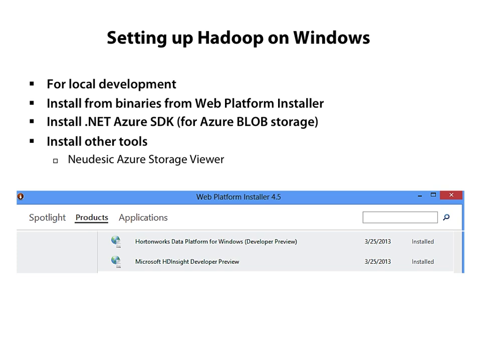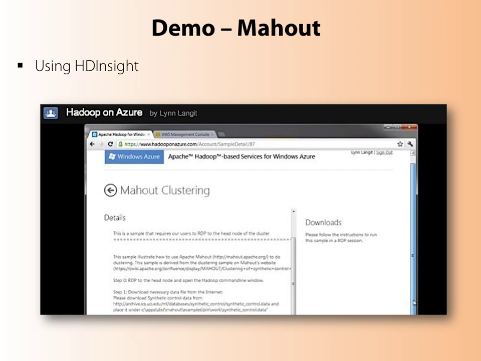In this demonstration, I'll be using a local version of Hadoop on Windows 8, and I'll be running a Mahout clustering set of jobs, and you can then see what job chaining looks like with a very complex machine learning algorithm.